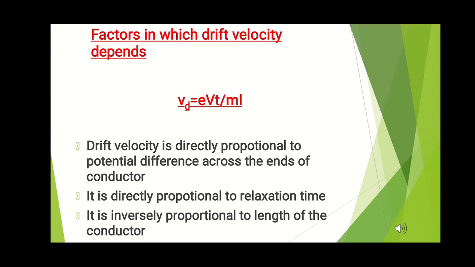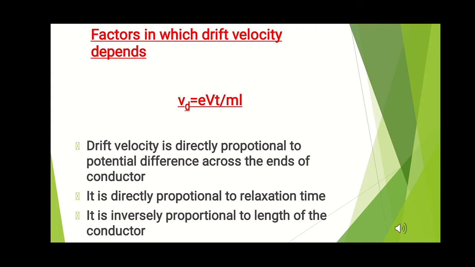The second one is that the drift velocity depends upon the relaxation time. Again, if we see the formula, the relaxation time tau or t occurs in the numerator, so the drift velocity is directly proportional to the relaxation time.